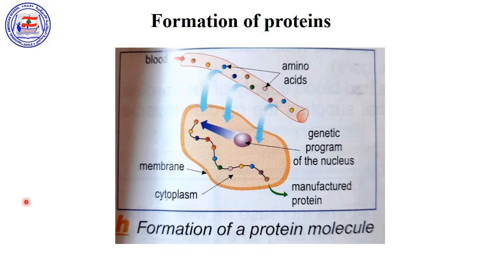To answer this question, please look at this figure. In the blood, when the rat consumes amino acids, these amino acids are absorbed in the small intestine and distributed to the cells. As you can see, in the blood there are different types of amino acids, and the cell here is absorbing the amino acids. Due to certain information found in the nucleus, the amino acids are rearranged to synthesize a new protein. As you can see here, amino acids are attached again to form a new protein.